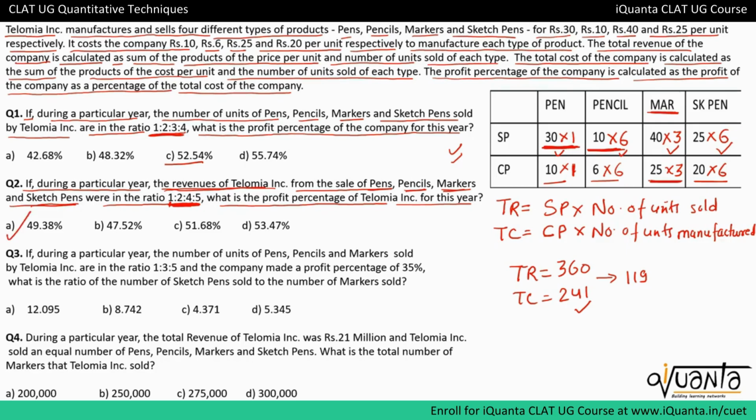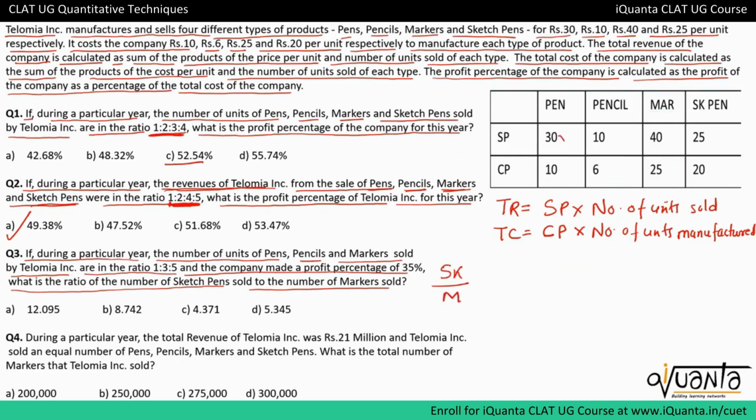Now the third question is, if during a particular year the number of units of pens, pencils and markers sold by Telomia Incorporations are in the ratio 1:3:5 and the company made a profit percentage of 35%, what is the ratio of the number of sketch pens sold to the number of markers sold? So we have to find out the ratio of sketch pens sold to the number of markers sold. So if 1 pen was sold, 3 pencils were sold and 5 markers were sold, let us assume the number of sketch pens sold will be X.